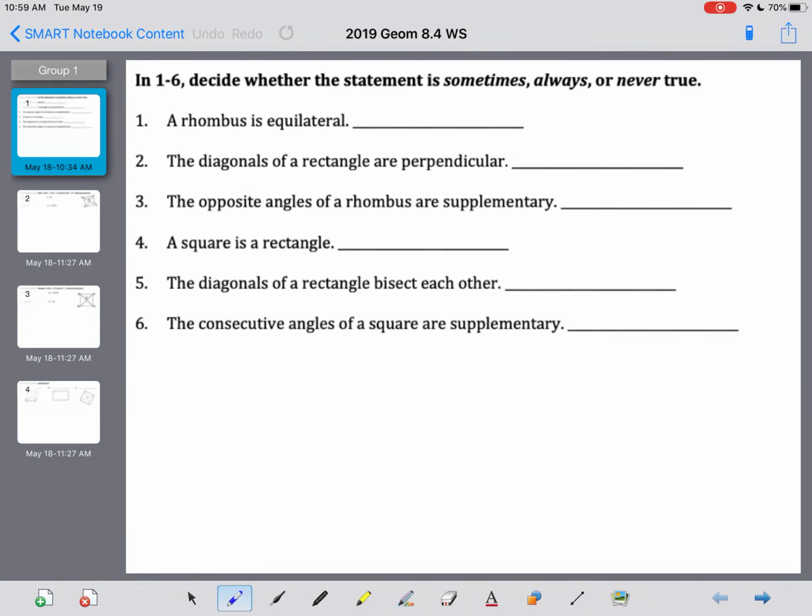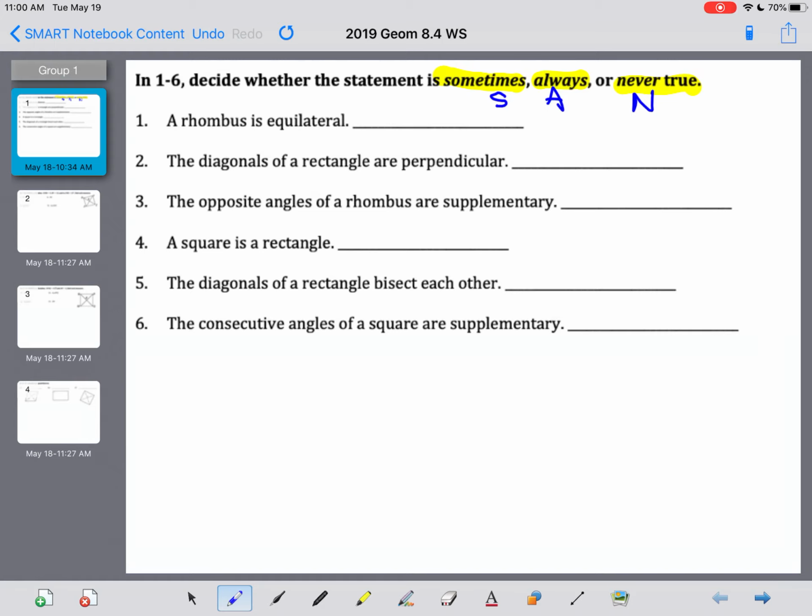Hello, going through the Geometry 8.4 worksheet for the assignment. It was 1 through 17. Again, 1 through 6 start with decide whether the statement is sometimes, always, or never true. So we can go ahead and put S, A, or N.